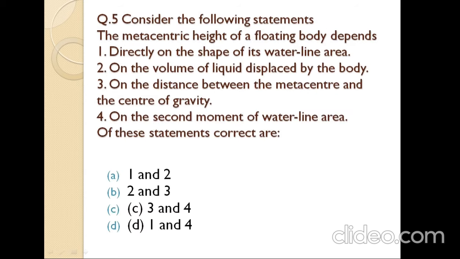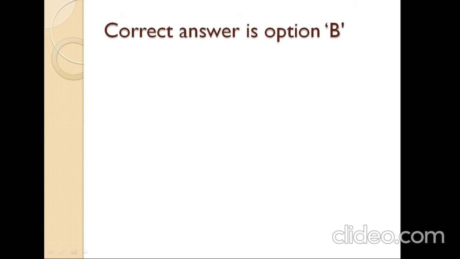Question number 5. Consider the following statements. The metacentric height of a floating body depends: first, directly on the shape of its waterline area; second, on the volume of liquid displaced by the body; third, on the distance between metacentre and center of gravity; fourth, on the second moment of the waterline area. Which of these statements are correct? Option A, 1 and 2. Option B, 2 and 3. Option C, 3 and 4. Option D, 1 and 4. So the correct answer is option B.